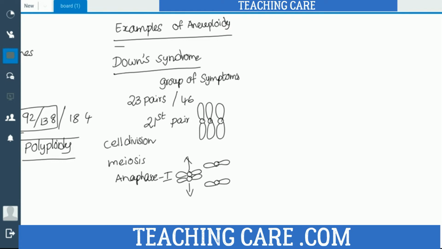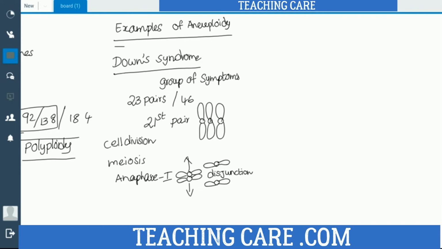And this separation of chromosomes is called disjunction. This process is called disjunction.